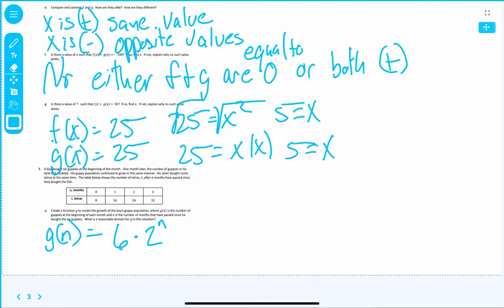Now, the domain would be what? It's got to be what? Why not real this time? But our domain is months. We would not count half of months. Right? We don't want to know about half of months. We want to know at the end of the month. So all whole numbers.